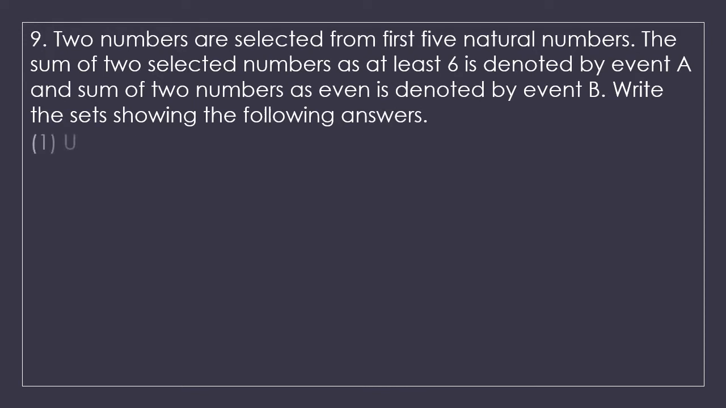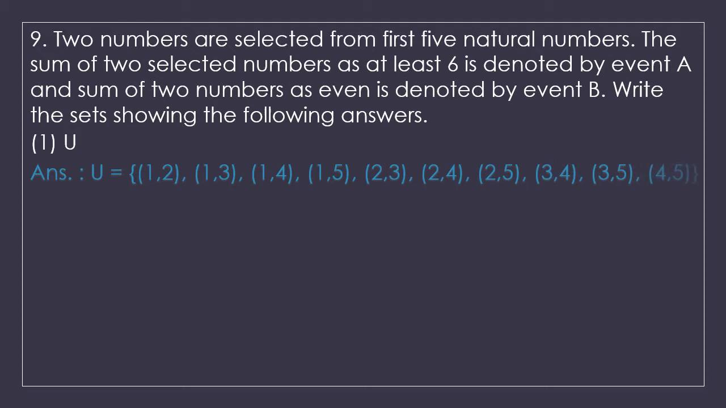Okay. The first question here itself is the U, that is the sample space. So selecting 2 numbers out of first 5 natural numbers, that is 1, 2, 3, 4, 5. That would be 1,2; 1,3; 1,4; 1,5; 2,3; 2,4; 2,5; 3,4; 3,5 and 4,5. This is something which we have already done in the previous tutorial.